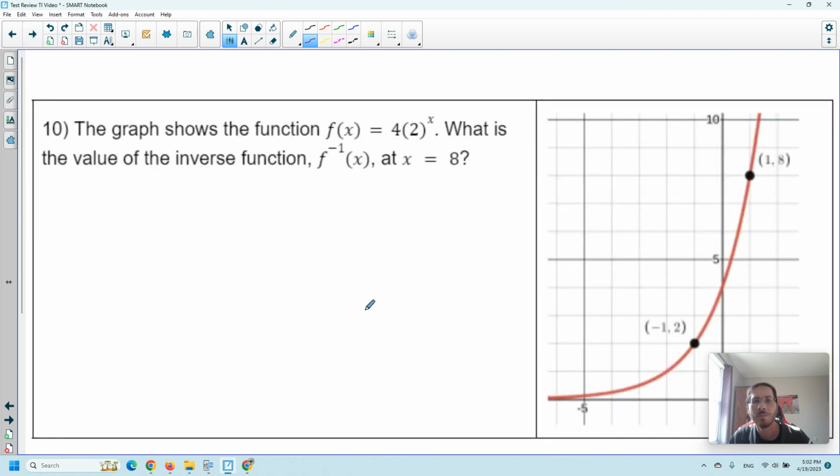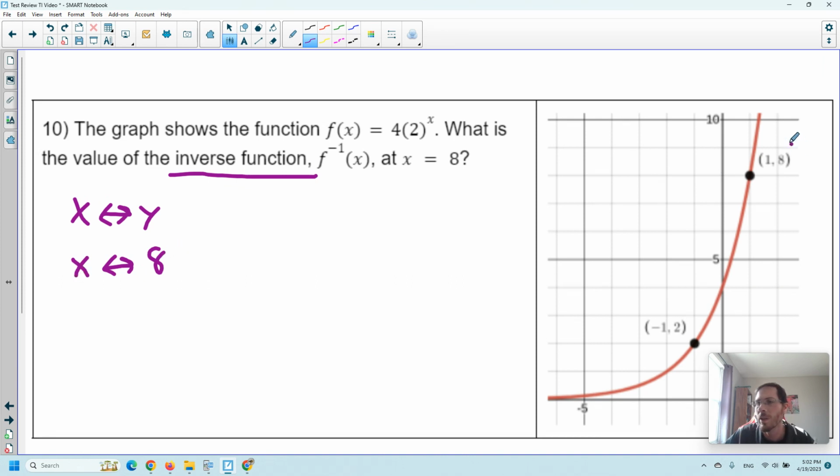All right, for 10, we have this graph. What's the value of the inverse function at x equals 8? So here the idea is to remember what an inverse function is. It means we're going to switch the x and the y. So if I want to know where the inverse function is 8, that's telling me that I want to know what happens or where I'm at right now to get to 8. Well, over here at 8, I'm at 8 comma 1. So 1 goes with 8. So the answer is 1 because I'm finding the value of the inverse at 8. And that's it. That's all we have to do.